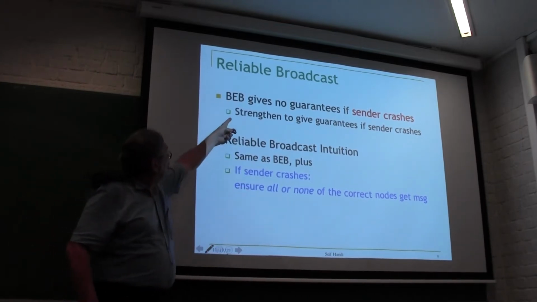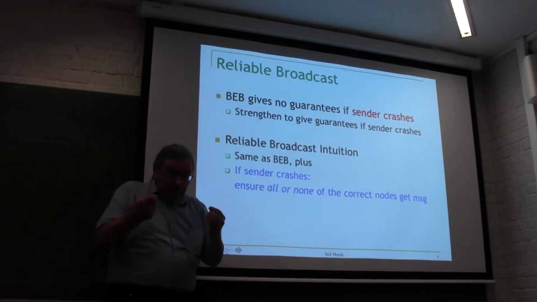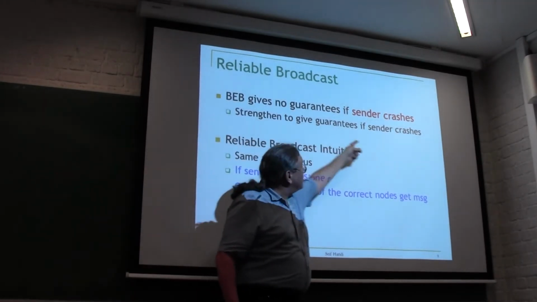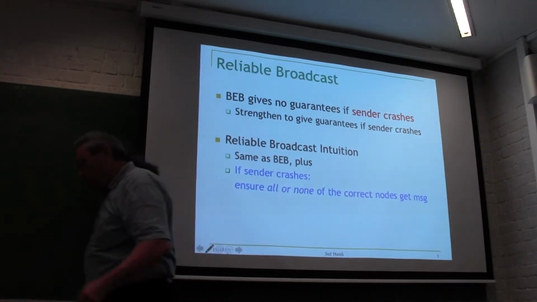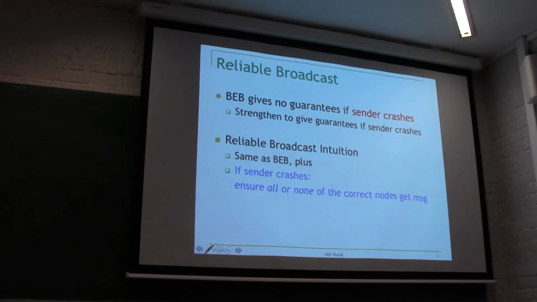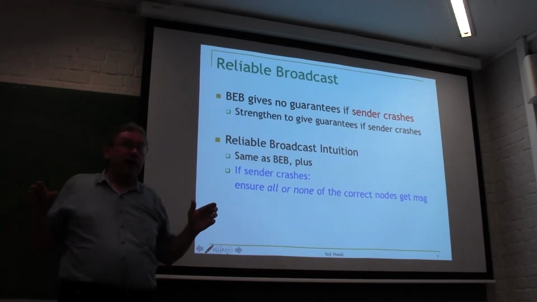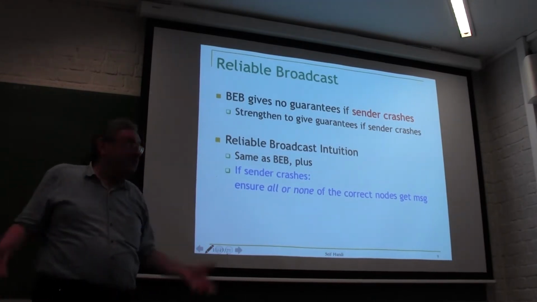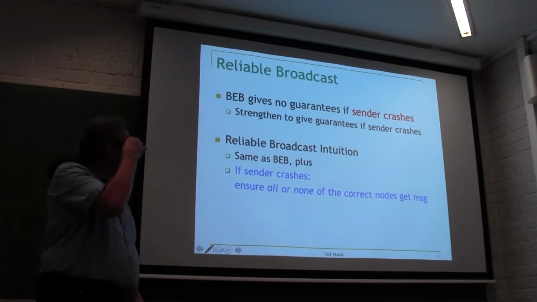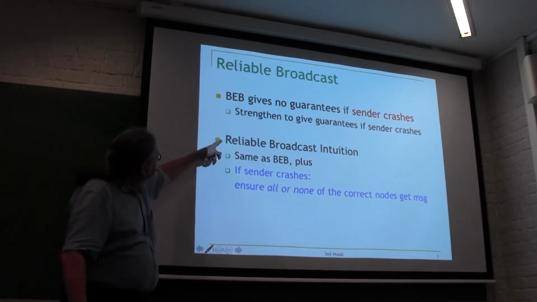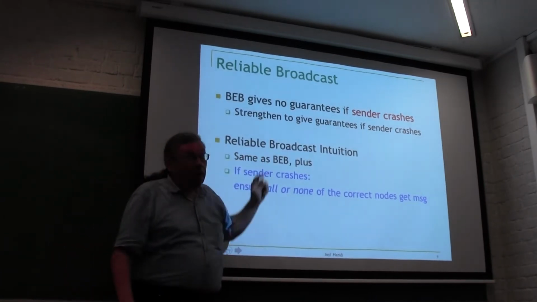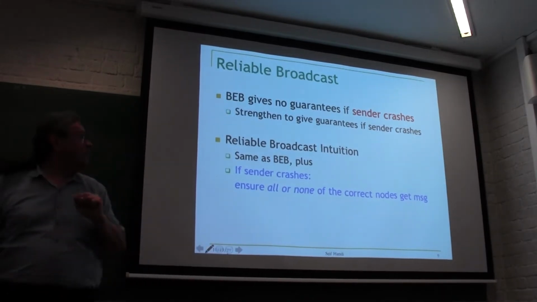We can make it stronger. We want to give guarantees, even if the sender crashes. So we want the thing to work, even if you have failures. That's the general idea of a distributed system with partial failure. It has to keep working, even if nodes crash. So that gives us reliable broadcast. That's a stronger version.